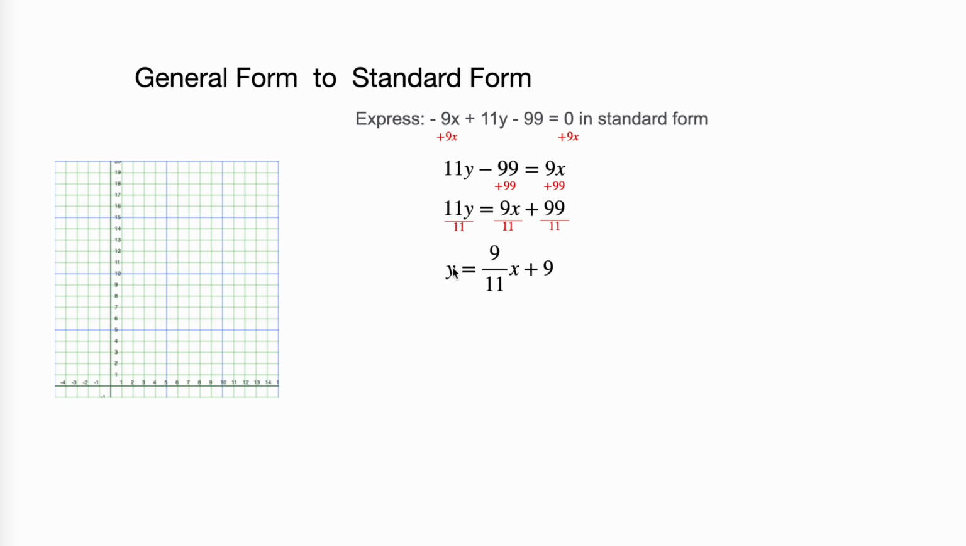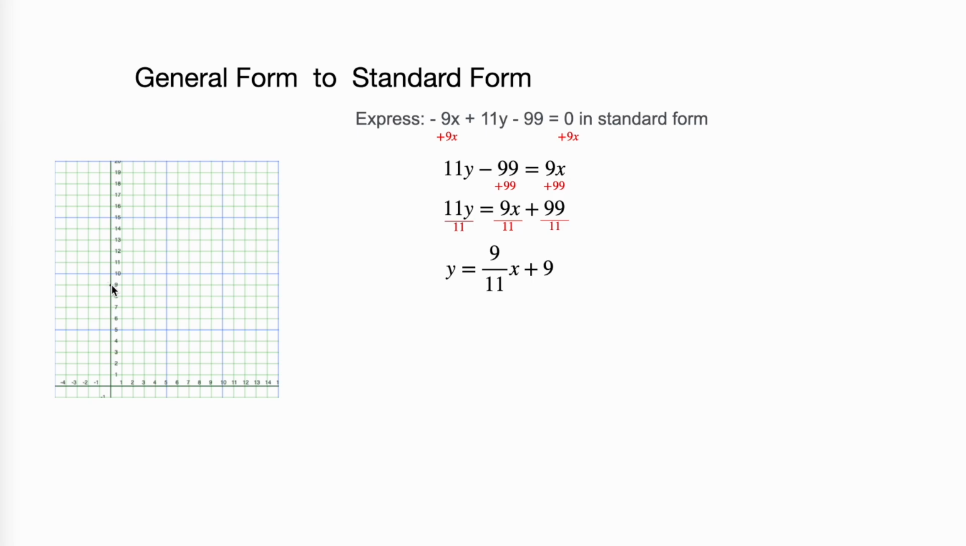11 divided by 11 is 1, so we end up getting 1y. 9 divided by 11 doesn't go in evenly, so we have 9/11 x. And then 99 divided by 11 is 9. We end up with y is equal to 9/11 x plus 9. The b value is the 9. I'm going to go over the 9, plot my a point. The slope is 9/11.